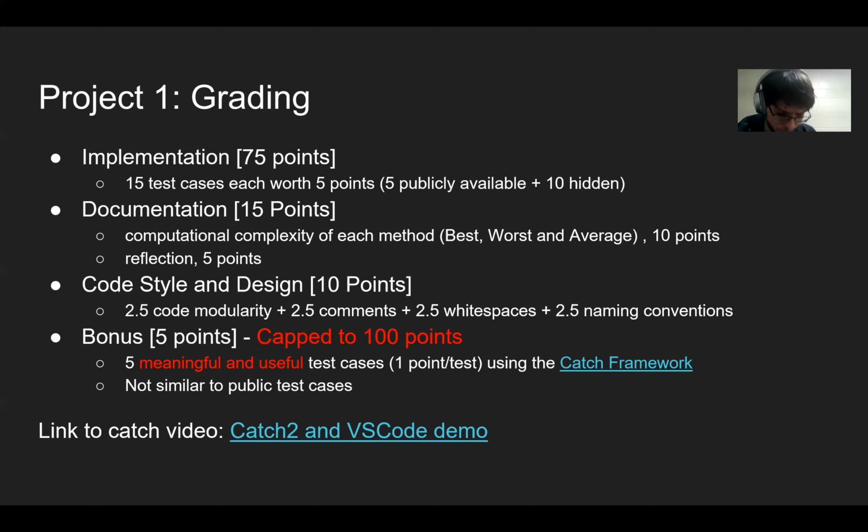Modularity means don't put everything in one method; split things up if it makes sense. Comments and white space: don't put everything in one line of code. Naming conventions are hopefully self-explanatory. And then bonus: you can only get up to 100 on the project, but if you want to use the Catch framework, it's a bonus.